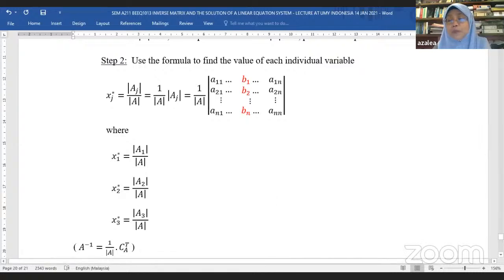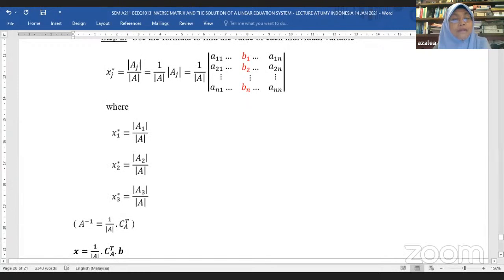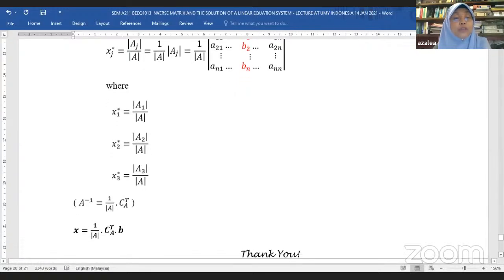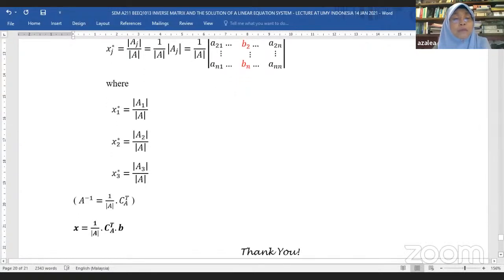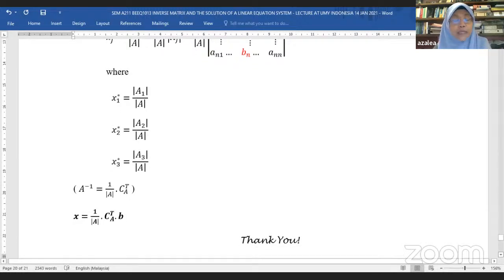So if the question only asks you for one variable's equilibrium value, you might want to use the Cramer's rule method. So both methods have their own advantage.